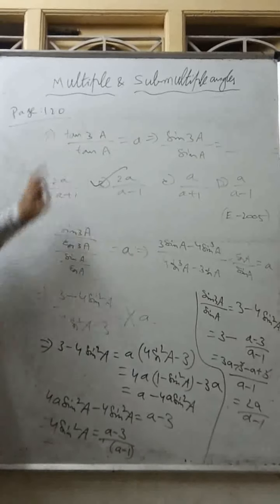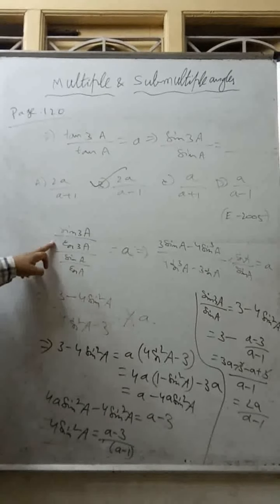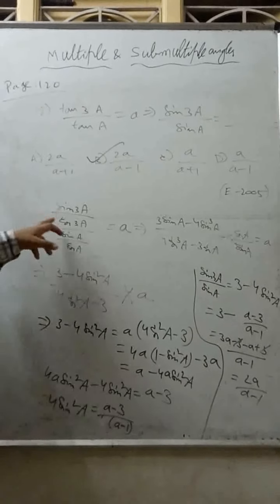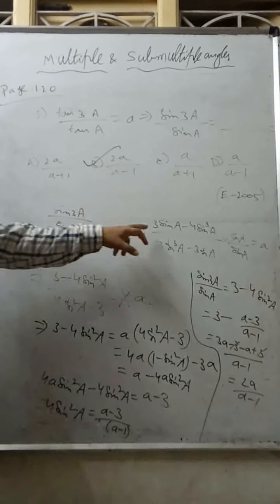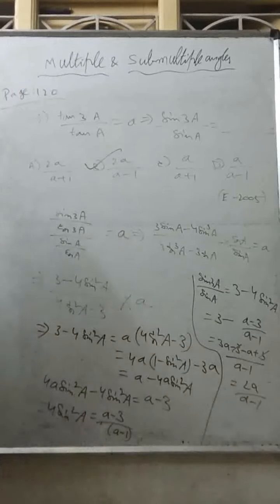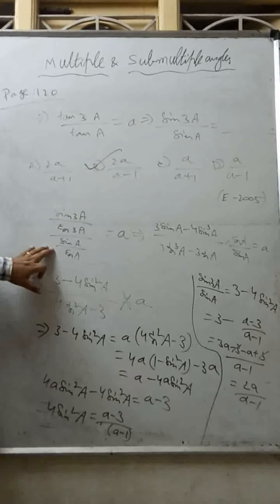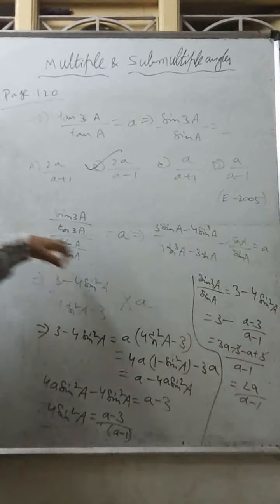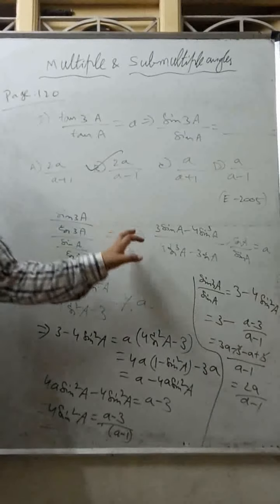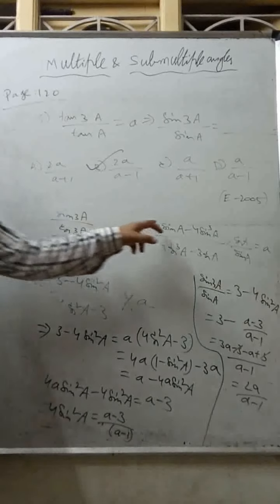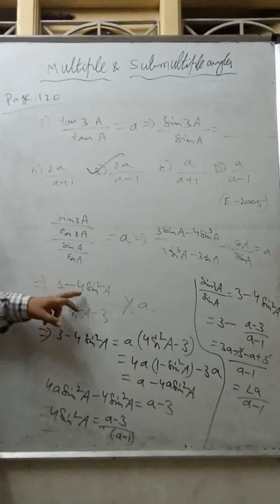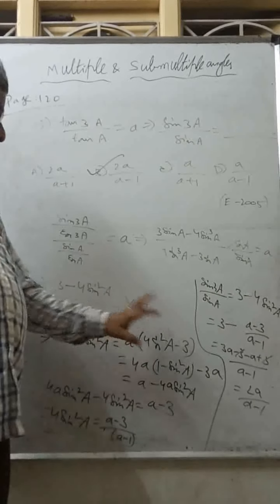To recap: tan 3A I am writing as sin 3A by cos 3A, and tan theta is sin theta by cos theta. Now the sin 3 theta formula I know: 3 sin theta minus 4 sin cube theta. The cos 3 theta formula: 4 cos cube theta minus 3 cos theta. Divided by sin A by cos A, I write the reciprocal, cos A by sin A, multiplied, equal to a, as given. Now taking sin A common here and cos A common here and cancelling, what is left is 3 minus 4 sin square A by 4 cos square A minus 3 equal to a.